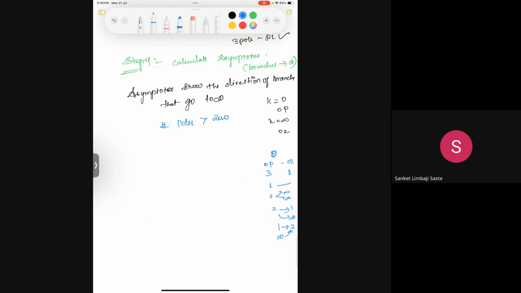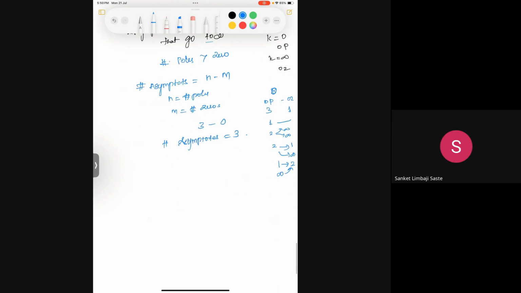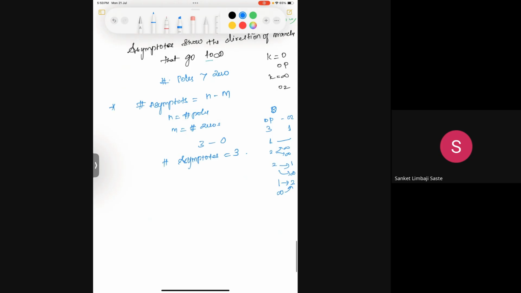Now the formula I am going to use is, first of all, to find the number of asymptotes. The number of asymptotes will be equal to n minus m, where n is the number of poles and m is the number of zeros. This hash symbol represents 'number of', okay? So we have 3 poles and 0 zeros. So the number of asymptotes for our particular example is 3, right?